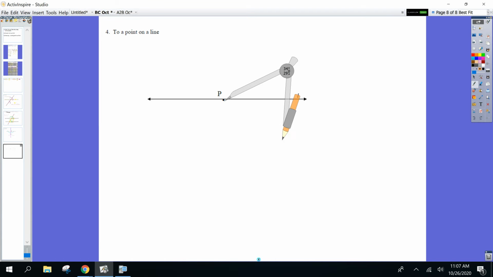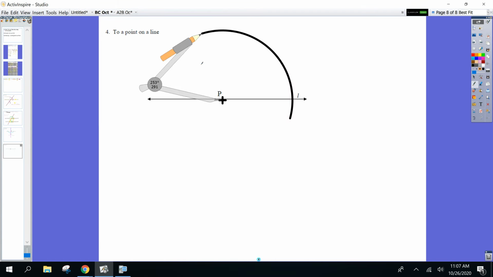Put your compass point on P. Make the arc that intersects twice. Open it up a pinch. And then make two more arcs above or below it. Same exact construction for perpendicular lines, just depends on where the point is. Okay.